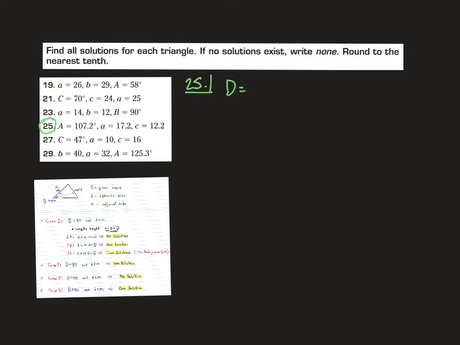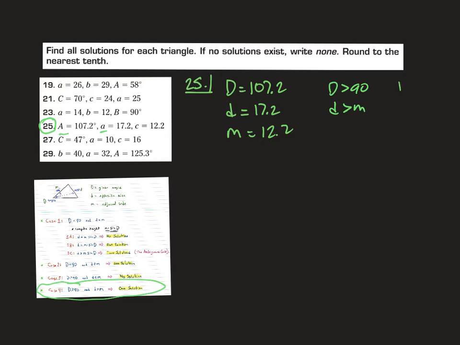I'm going to get organized. My angle is 107.2. My opposite side is, let's make sure I got these matched up right, 17.2. And my adjacent side is 12.2. And we need to determine how many triangles there are so I can decide if I can find the solutions or not. So I notice that D is greater than 90, and I notice that little d, lowercase d, is greater than m. So D is greater than 90, and D is greater than m. That's down here on case 4, so I have one solution.